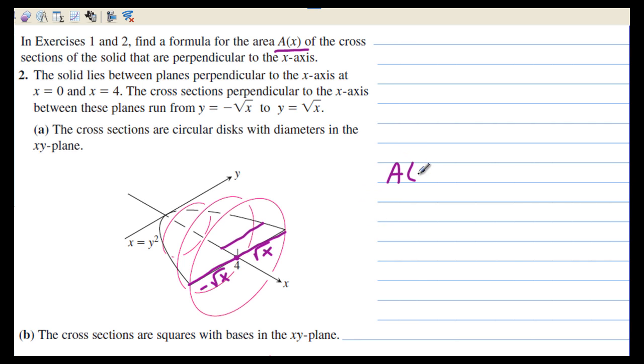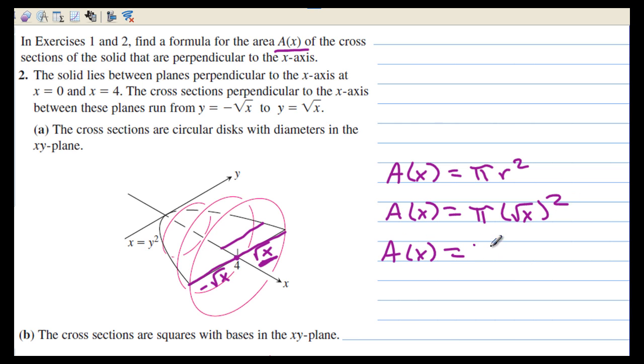So A of x, in this case, they're not squares, they're not triangles, they are circles. And the area of a circle is pi r squared, but the radius of the circle is the square root of x. So A of x equals pi times the square root of x squared. So A of x equals just simply pi x in this case.